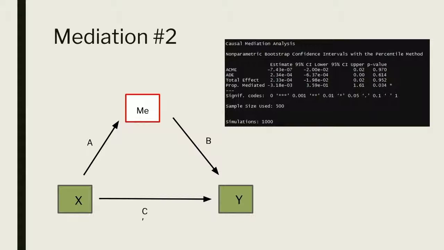In this model, we can see that there is no significant effect for Y at all. In this case, the average causal mediated effect, which we're going to call the AB path, is insignificant, and then the B path and the C prime path are also insignificant. So overall, this model does not have any significance at all for predicting Y.